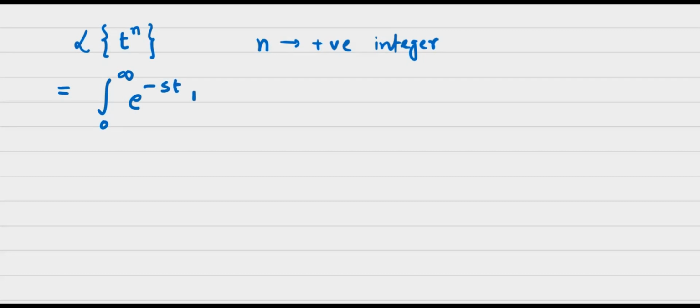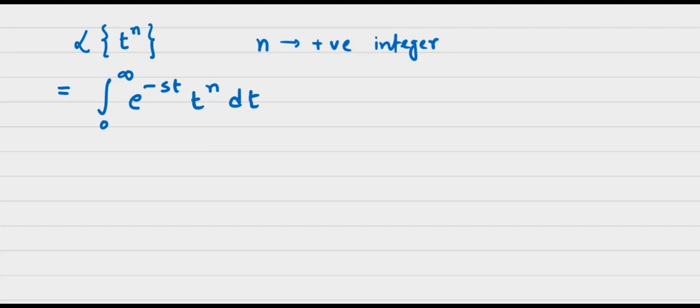So now it's a good spot for us to find out the Laplace transformation of t to the power n, where n is a positive integer. So n is positive integer. And what we do is to substitute t to the power n directly into our definition. So it's 0 to infinity, e to the power minus st, and then t to the power n dt.